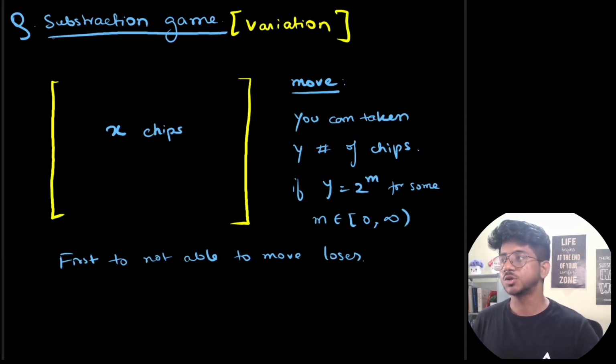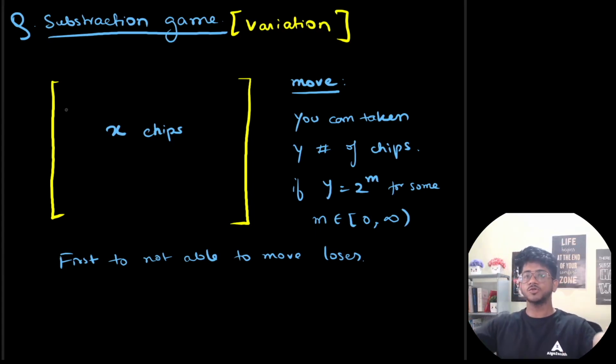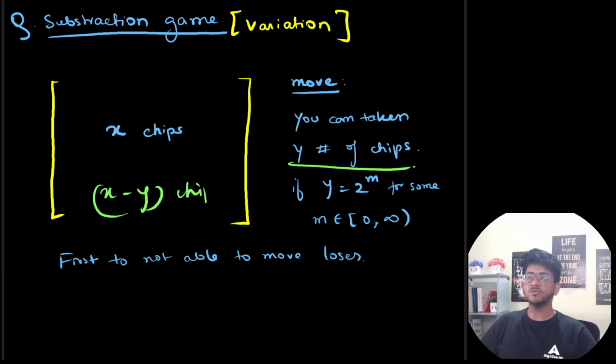So the subtraction game is something like this: you have a pool of chips in front of you. There are X chips present in the pool or in a stack. In a particular move, whichever player is playing can take Y chips out of the pool. So if there are X chips and you take out Y, then in the next move there would be X minus Y chips left, and it will be the other player's move.